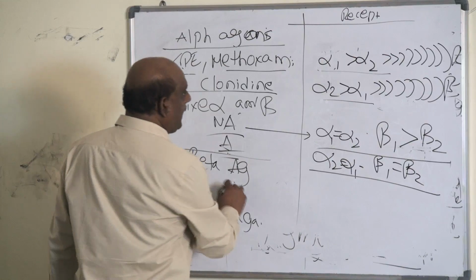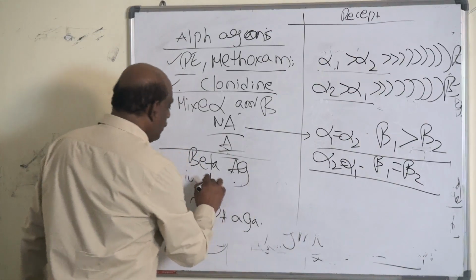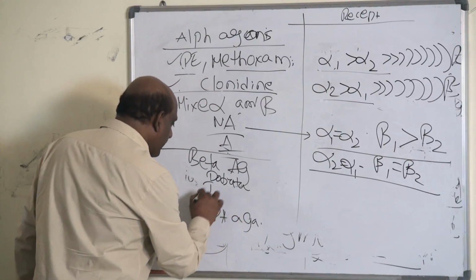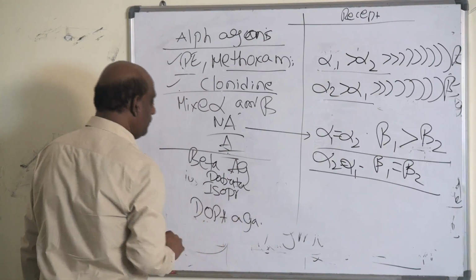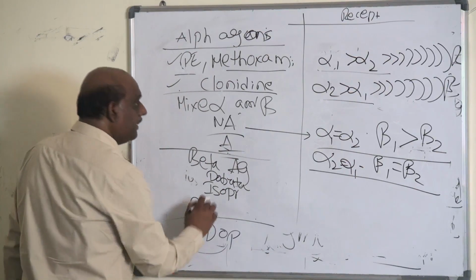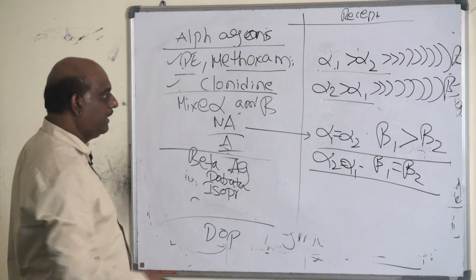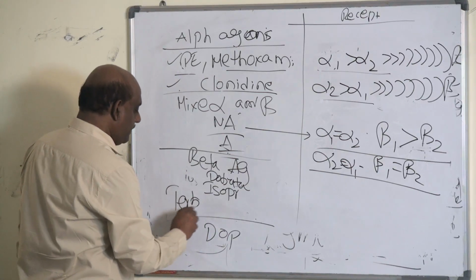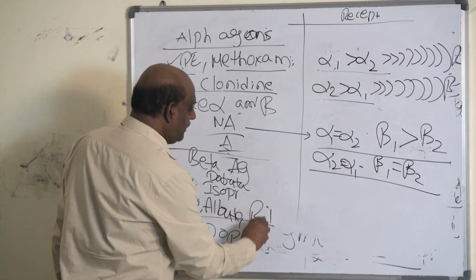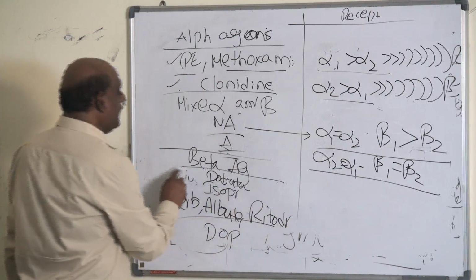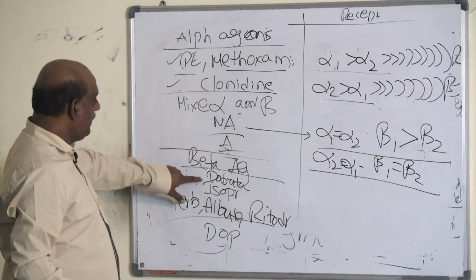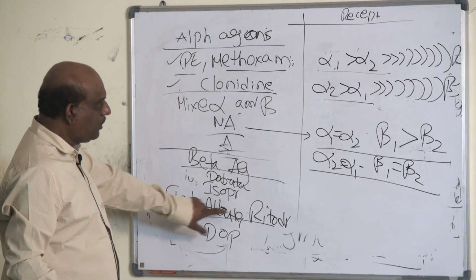Then what are the beta agonists? You have dobutamine, isoproterenol, terbutaline, albuterol, ritodrine. What are they? They are beta agonists, only beta agonists. Dobutamine, isoproterenol, terbutaline, albuterol, ritodrine.